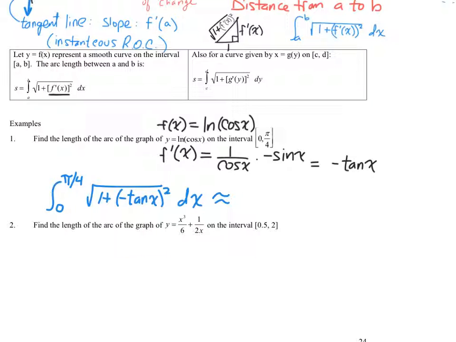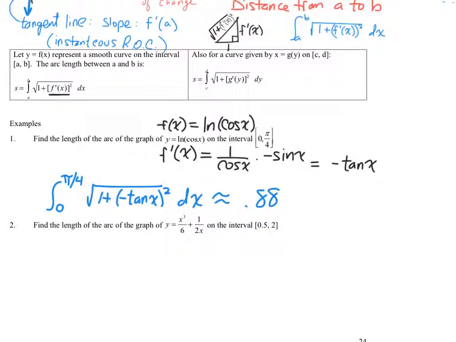Calculator. The only thing you have to remember is to put your calculator in radian mode. So math 9, pi over 4. We're looking at about 0.88, approximately. Just double check. It's a small interval going from 0 to pi over 4, so we're not expecting some monstrously large number.